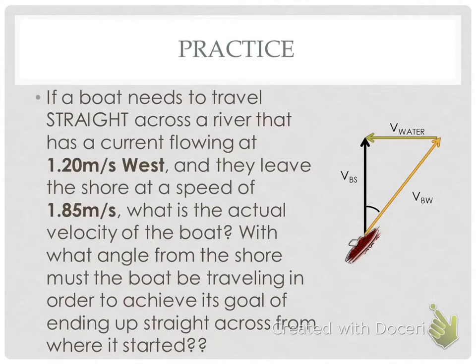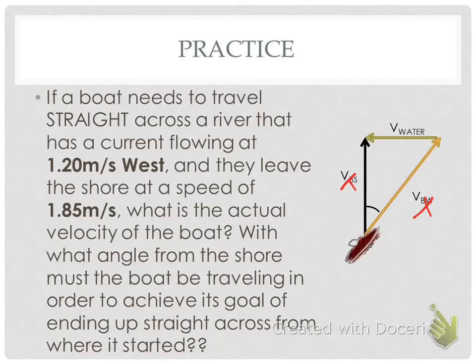Your book does this thing where it labels them with two subscripts, boat relative to the water, boat relative to the shore. I don't like that. I usually don't even include those at all. So you don't have to do that if you don't want to. I just really try to think more big picture, and I don't need to label them as much as the book thinks I do. The goal here is that the boat needs to travel straight across the river.